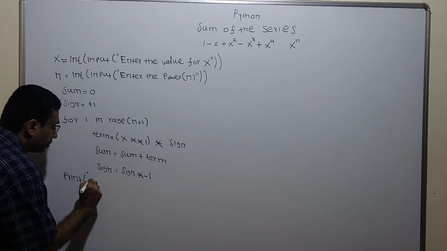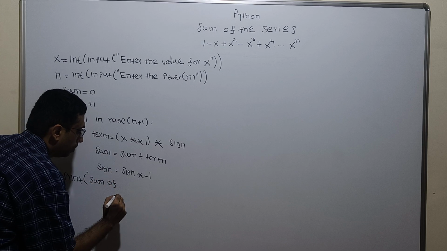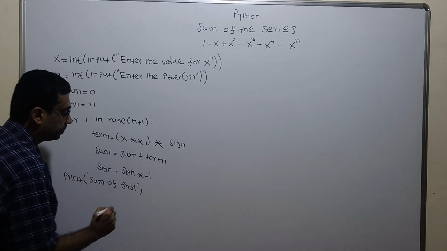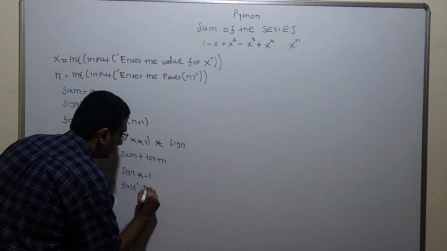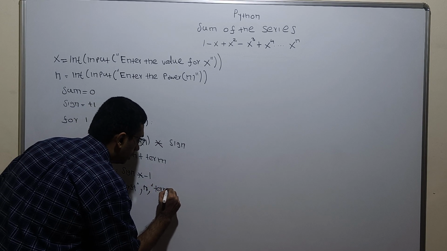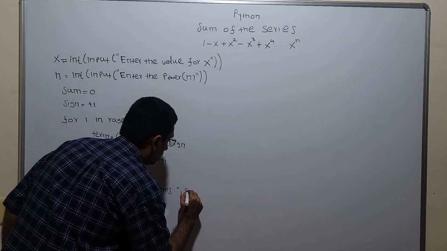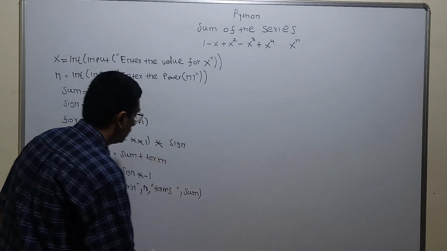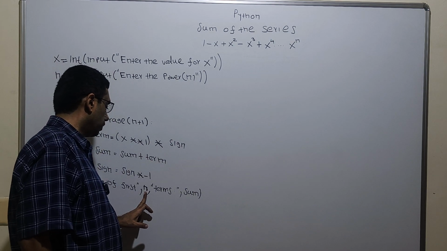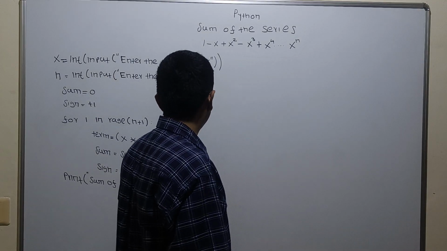Print a string "sum of" first followed by the variable n, followed by a string "terms:" followed by the variable sum. I'm closing the print. So it will print sum of first, followed by the value in the variable n, followed by the string terms colon, followed by sum.